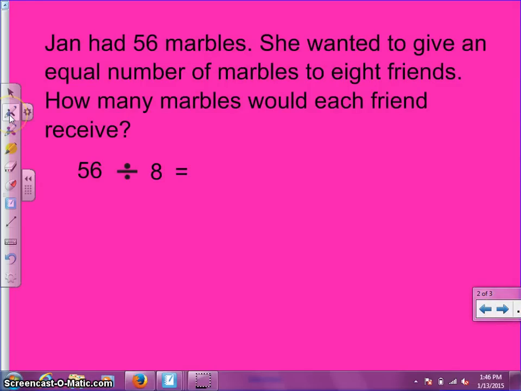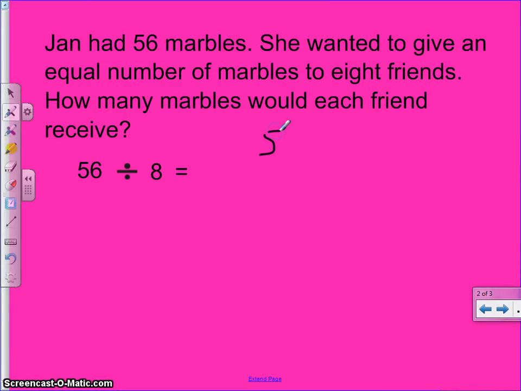Here I have, let's read this problem. Jan had 56 marbles and she wanted to give an equal number of marbles to 8 friends. How many marbles would each friend receive? Well, she wants to divide 56 between 8 friends. So if I take 56 and I start subtracting 8 from it until I finally reach 0, then I'm going to know what 56 divided by 8 is.